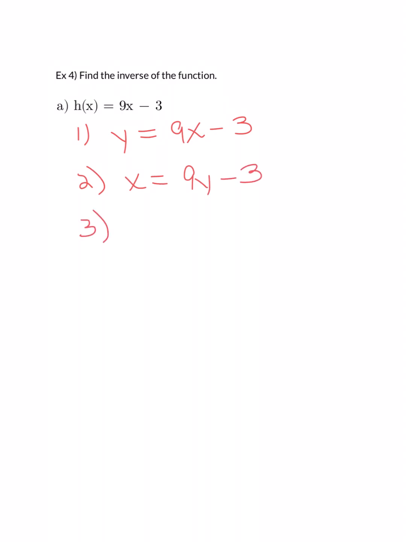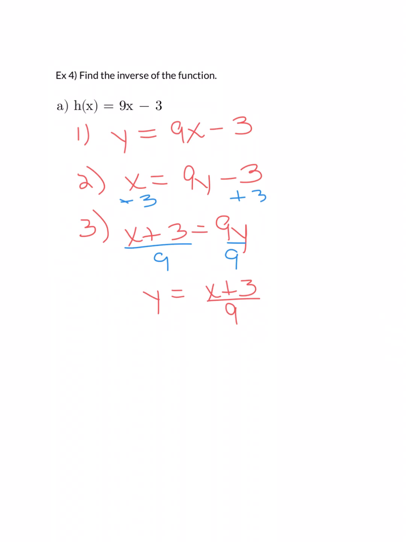Step 3 is to solve that new equation for y. Well, the first thing that we want to do is add 3 on both sides. So I get an equation of x plus 3 equals 9y. Now, how do I get that y by itself? Divide both sides by 9. This gives me an equation of y equals (x plus 3) divided by 9.